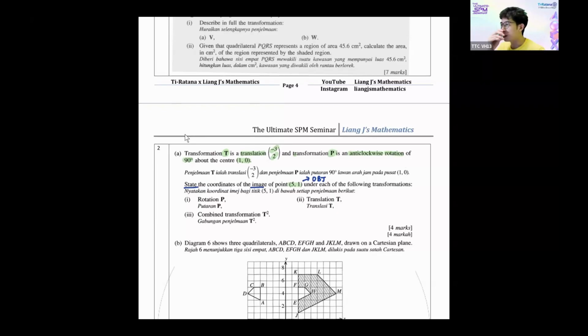That's why I said SPM is kind of predictable. You don't expect this kind of thing to happen in your uni. When it comes to uni, it's more about logical thinking, creativity, application. This one is more about pattern. Although it switched to the KSSM version, it's mostly still kind of predictable.